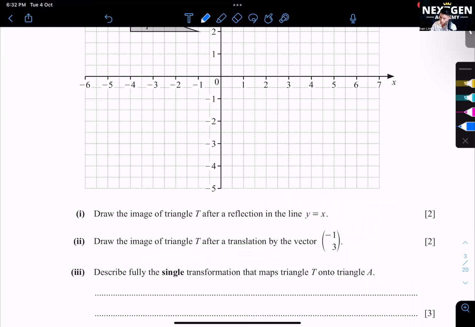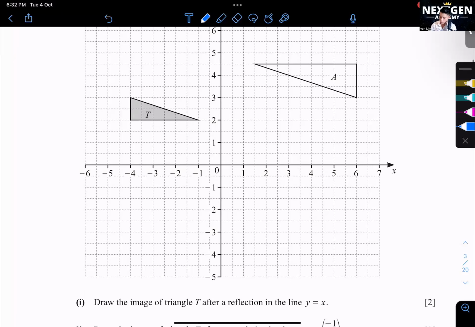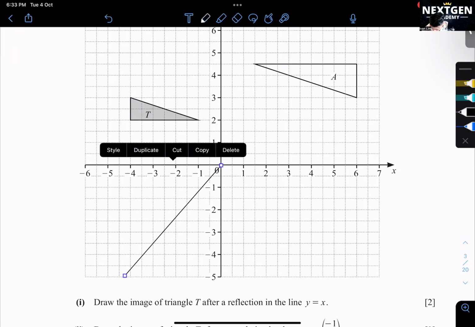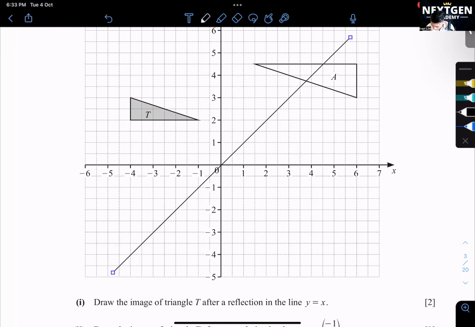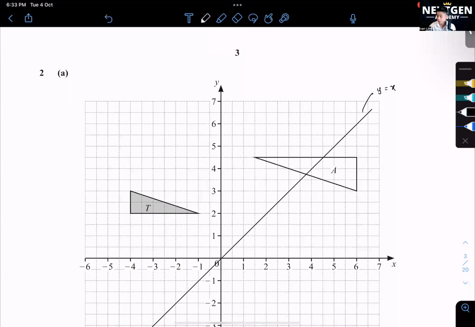Draw the image of T after a reflection in the line y equals x. So what is the line y equals x? You all should know that it is this line here. It's a symmetrical line, like this. So you need to draw this line out first. This is your y equals x line.